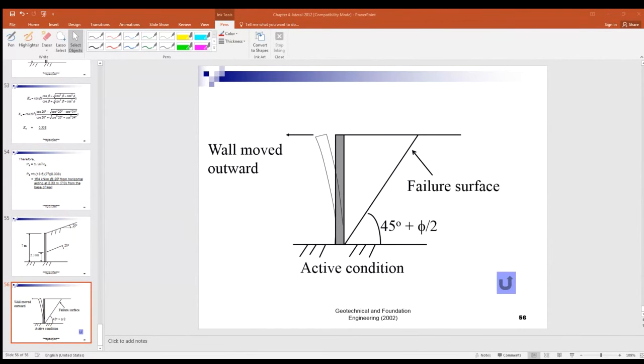So any question about this chapter? No? It looks like you understand everything. Now, if you don't have any question, I will have one for you.